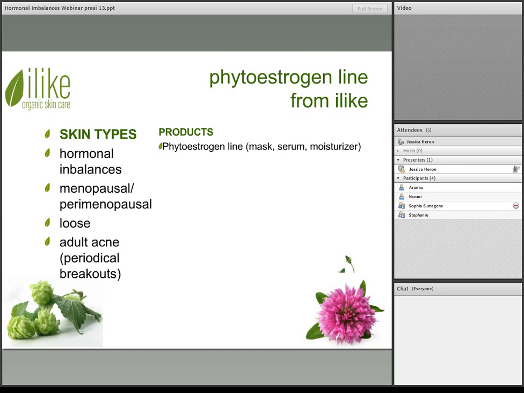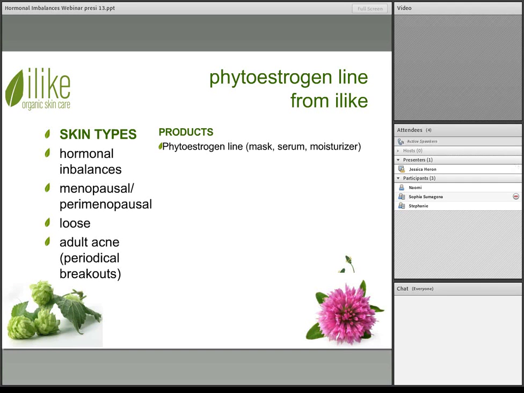Okay, also the serum, there's the phytoestrogen serum, which contains a liposome molecule, which aids in the active nutrient penetration of the serum, and all of the phytoestrogen content of the serum will deliver quicker into the skin because of the liposome molecule. So this is a daily treatment serum that you would apply twice a day, both morning and at night, underneath your moisturizer.